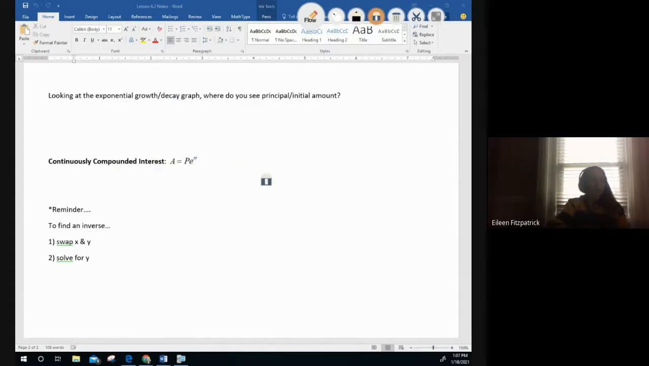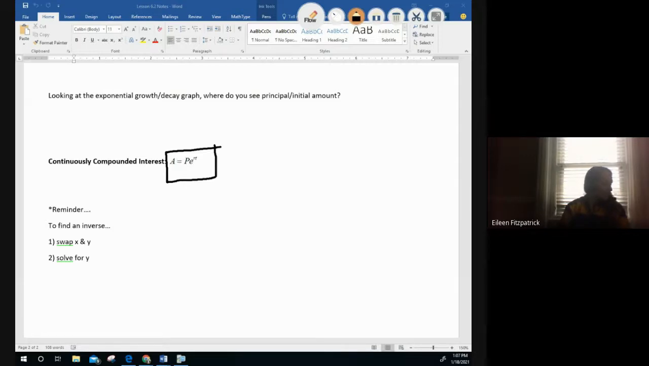Okay. Continuously compounded interest, which we don't really do much work with, but I do want you just to be exposed. The equation is A equals P times e raised to the rt. Still the same variables, really. A is your amount, P is your principal, r is your interest rate, and t is your time.